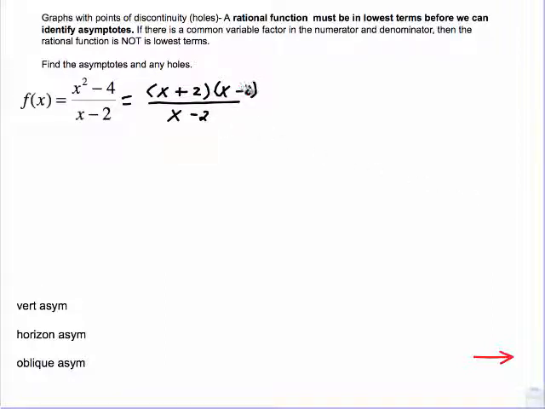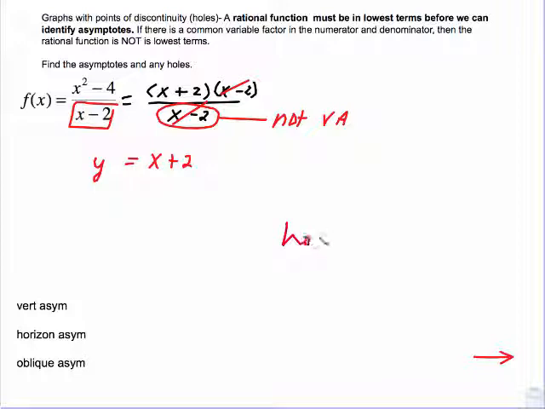So now that we have this factored, I can cancel the x minus 2's, and I just end up with y equals x plus 2. That means that this 2, since it canceled out, is not a vertical asymptote. It is not a vertical asymptote, but it is a point of discontinuity because we still have to look at the original function and say, hey, the denominator is not allowed to equal 0. So because of that, we have a hole at x equal to 2.